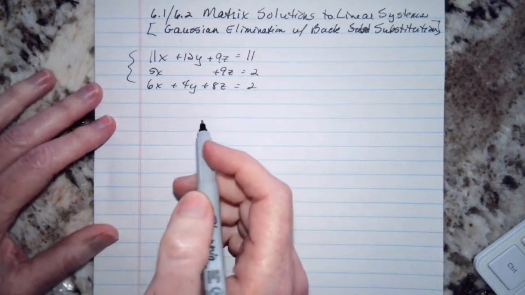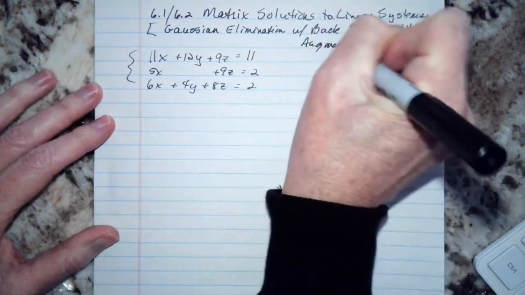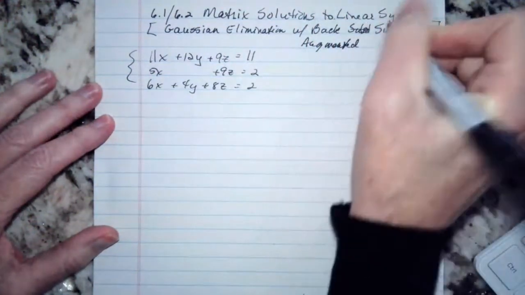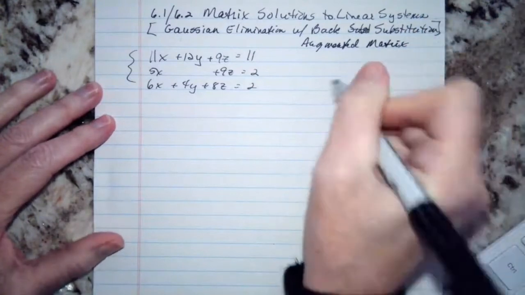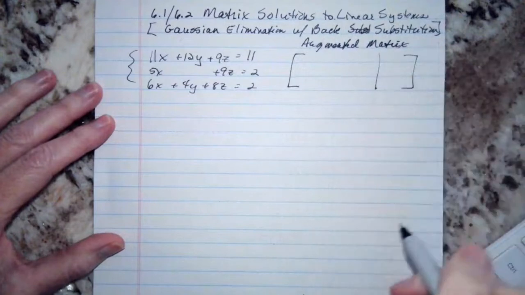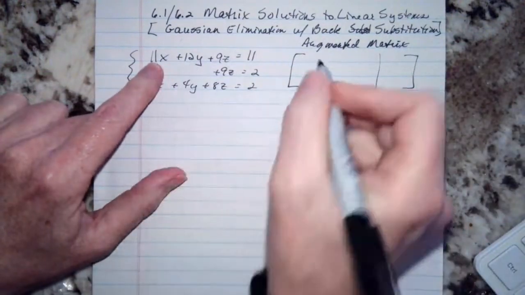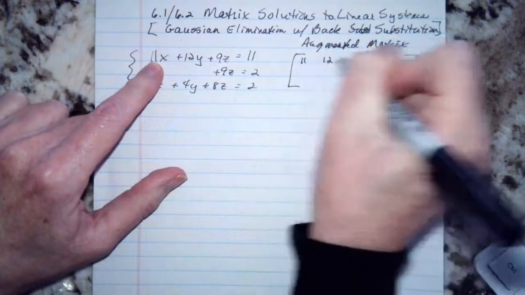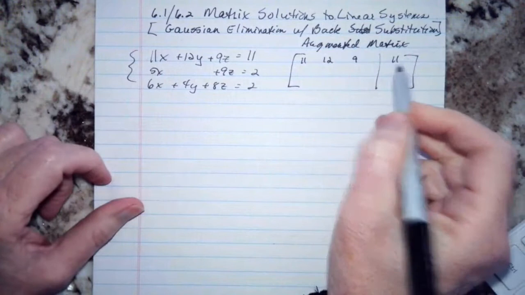So the first thing we need to do is get this prepared, and that's the first question you're going to have. You're going to be asked to find the augmented matrix. And here's what we're going to do. I'm going to put that in a little box. I'm going to put a line there. And I'm going to put the coefficients for each of these. 11, 12, 9, and then the answer goes over here.